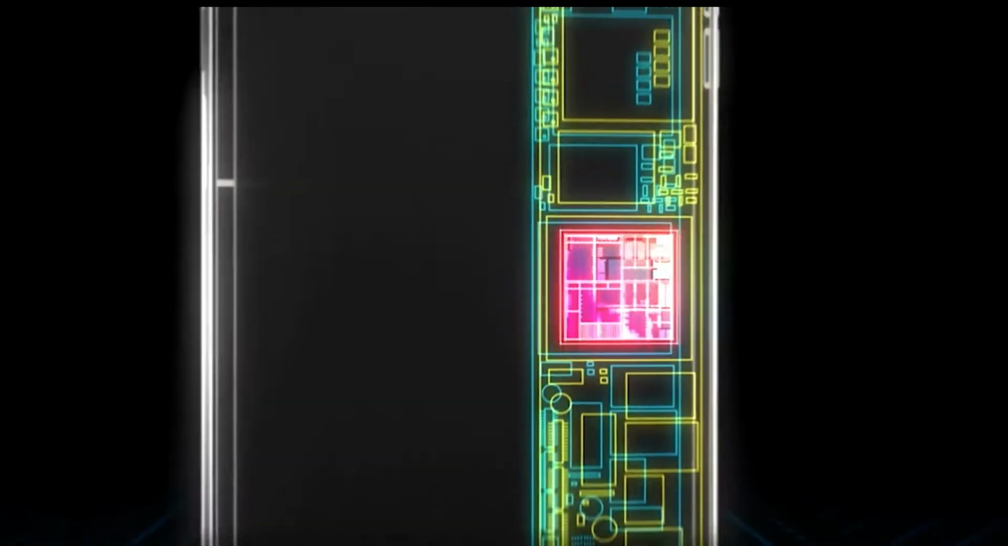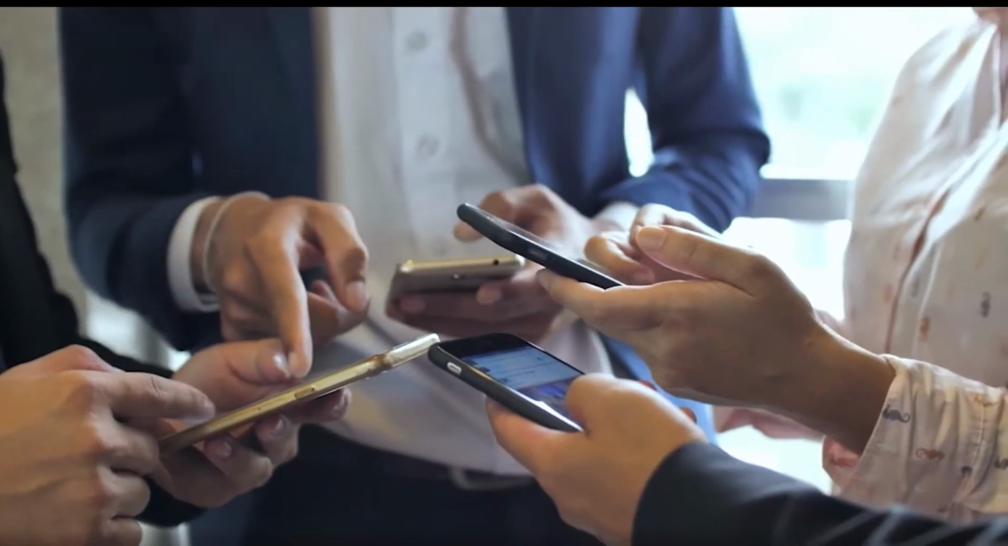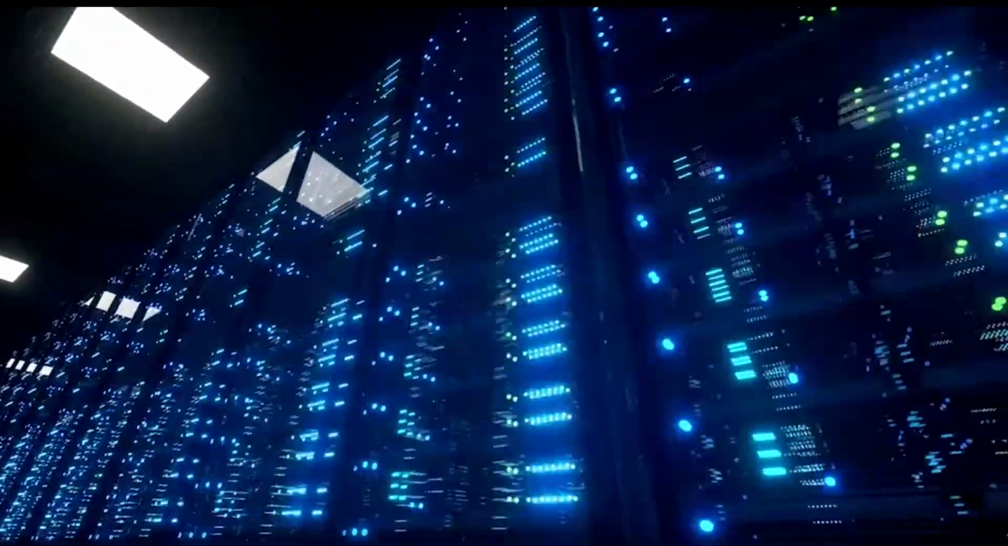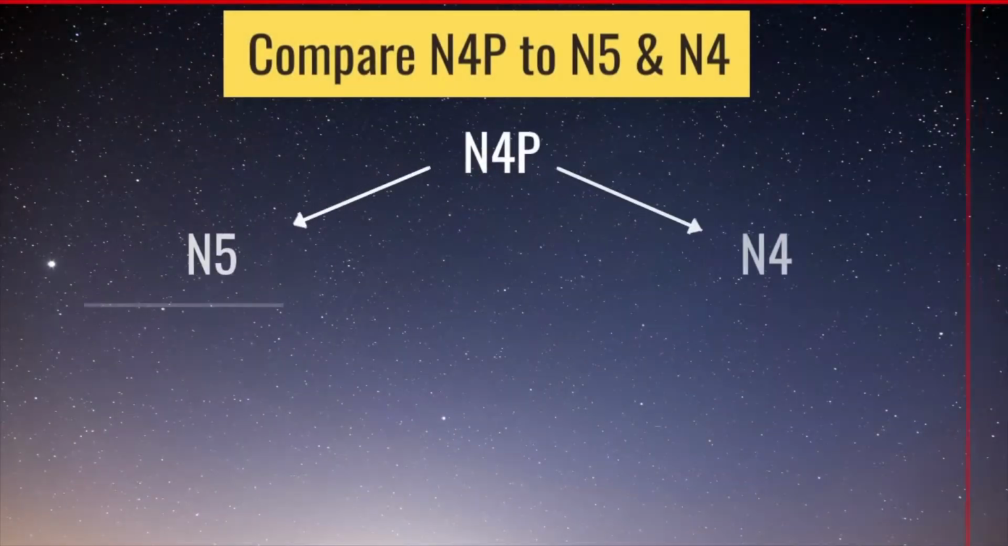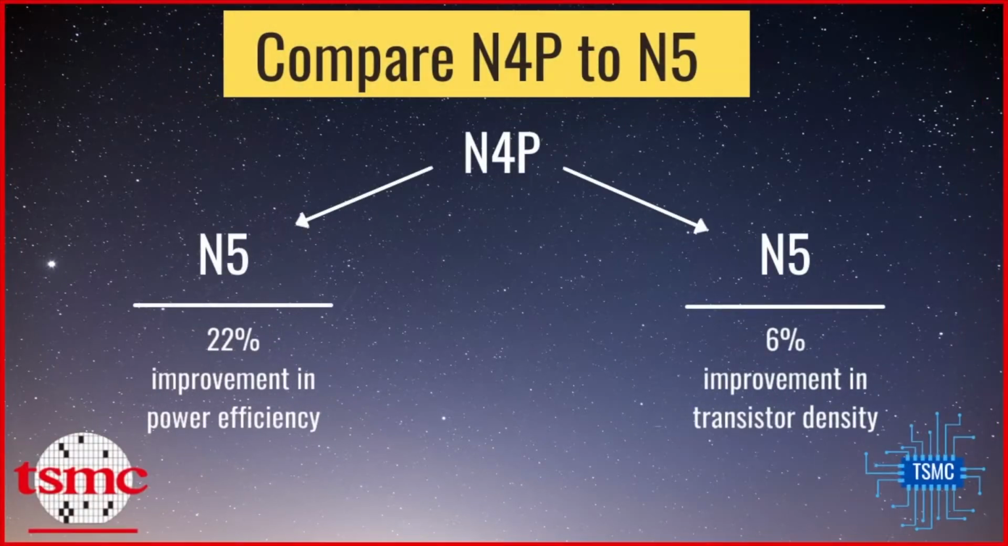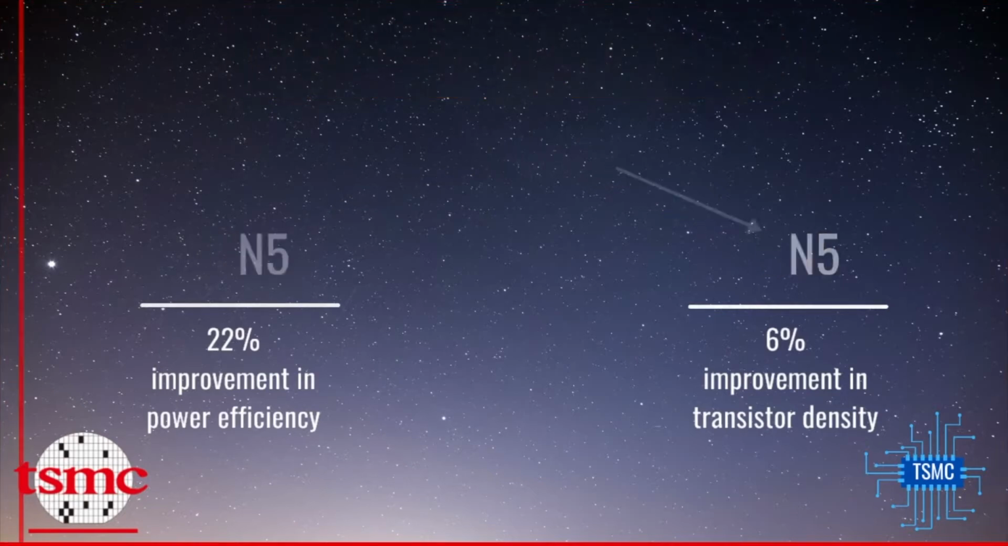From a system-on-a-chip developer's point of view, what matters most is how it performs as benchmarked against a known process such as N5. N4P will deliver an 11% performance boost over N5 and a 6% boost over N4. Compared to N5, N4P will also deliver a 22% improvement in power efficiency and a 6% improvement in transistor density.